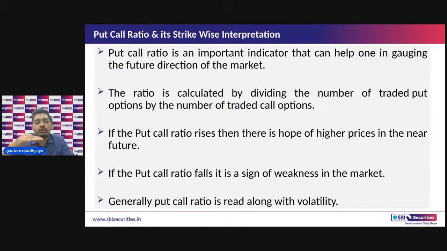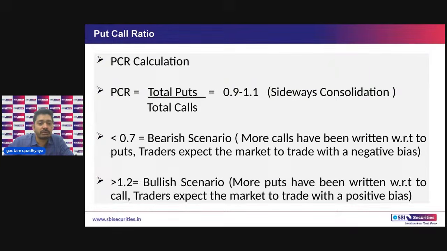So the put call ratio is a very good understanding of whether the bulls have a stronger grip on the market or the bears have a stronger grip on the market. So this is the basic formula, total put OI divided by total call OI. Generally if it is between 0.9 to 1.1 it basically means कि market में एक sideways consolidation expected है.